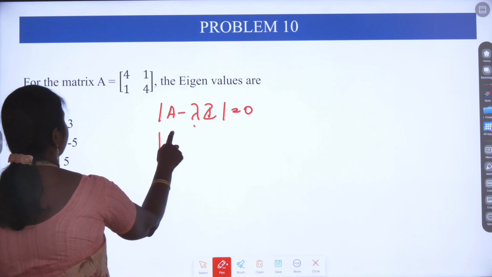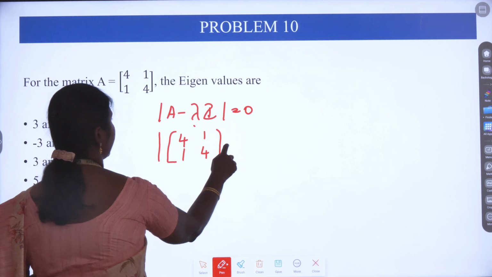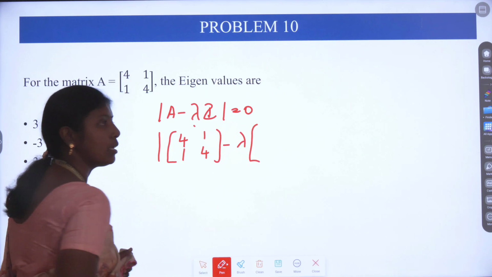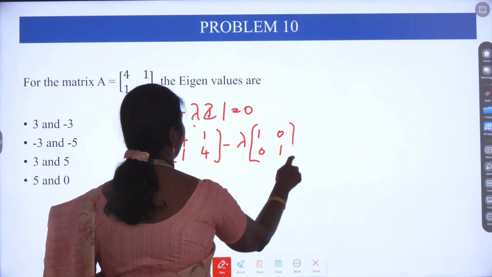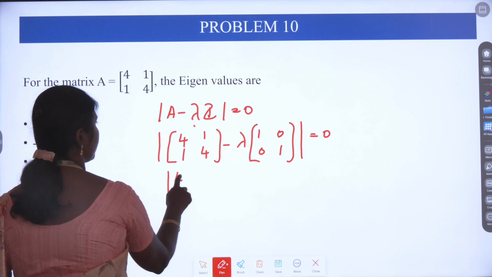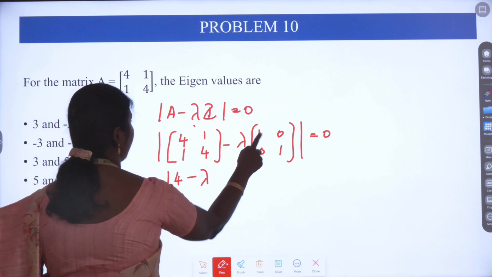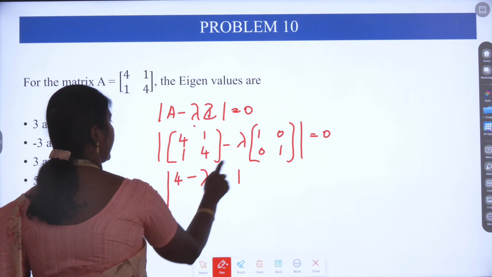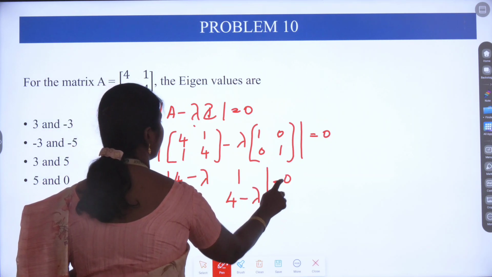So the determinant of the matrix A, which is [4, 1; 1, 4], minus lambda times the identity matrix of order 2 by 2, which is [1, 0; 0, 1], is equal to 0. Now subtract the corresponding terms. So 4 minus lambda, 1 minus 0, 1 minus 0, again 4 minus lambda, which is equal to 0.